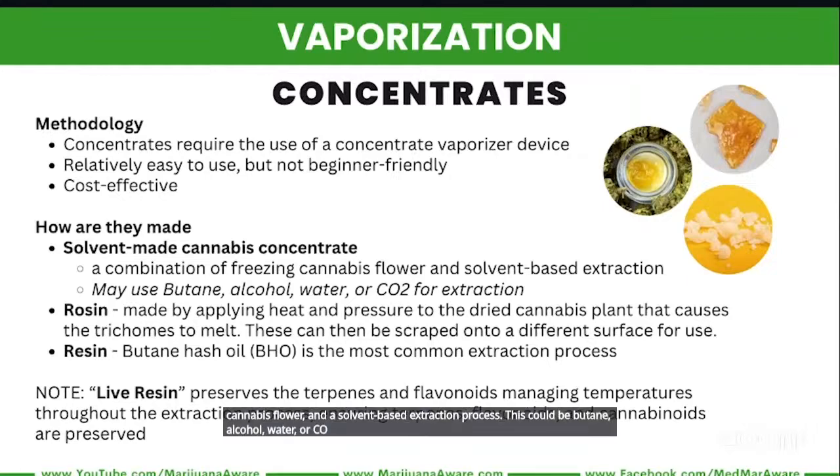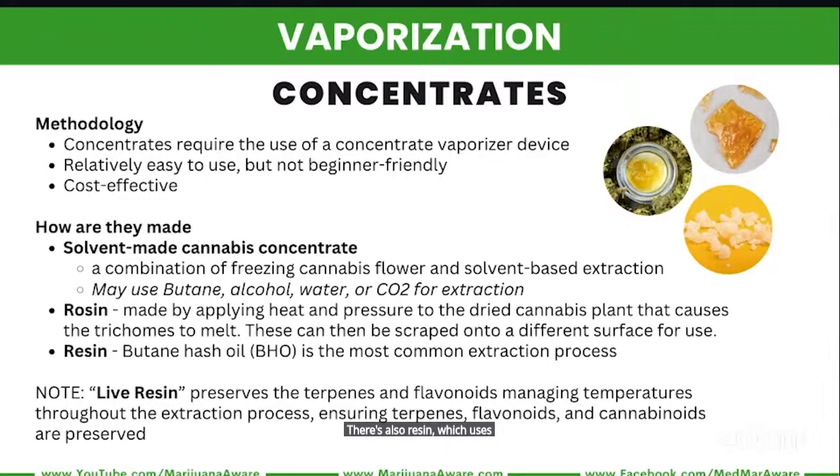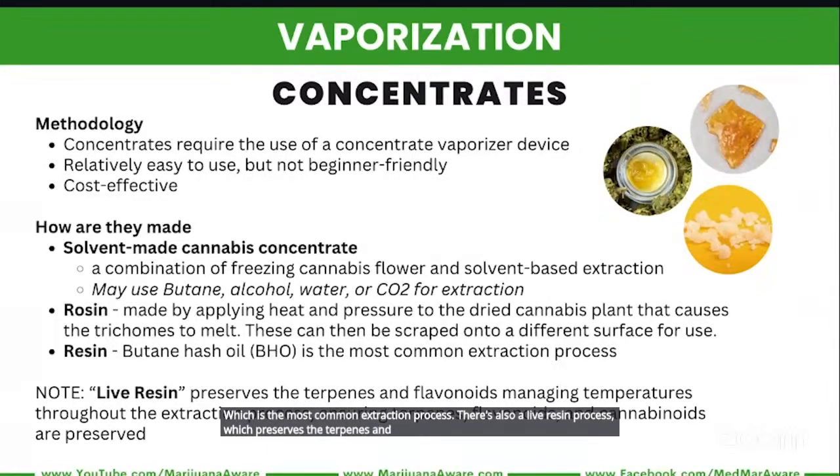There's also rosin, which is made by applying heat and pressure to the dried cannabis plant, causing the trichomes to melt, and then they can be scraped off the surface for use. There's also resin, which uses butane hash oil, BHO, which is the most common extraction process. There's also a live resin process, which preserves the terpenes and the flavonoids by managing the temperatures throughout the extraction process, ensuring that the terpenes, flavonoids, and cannabinoids are preserved.